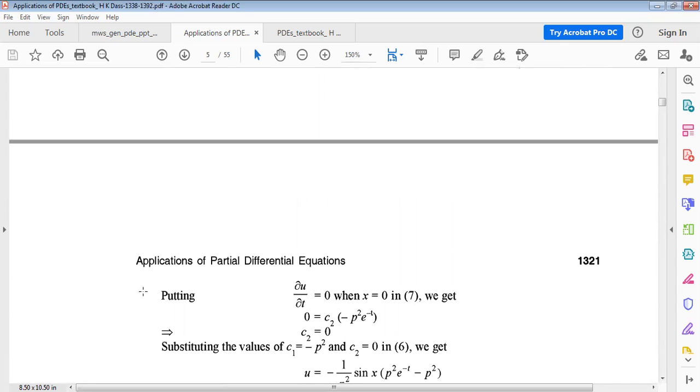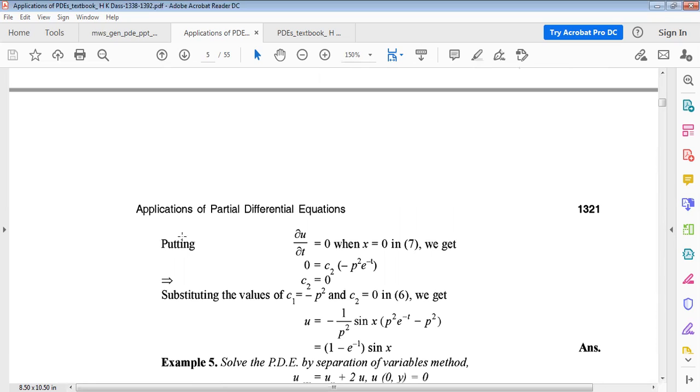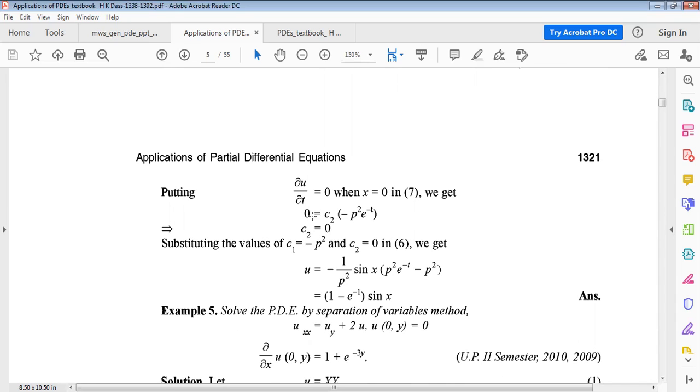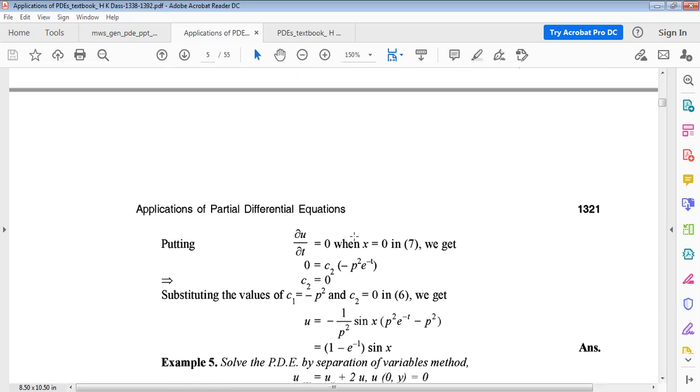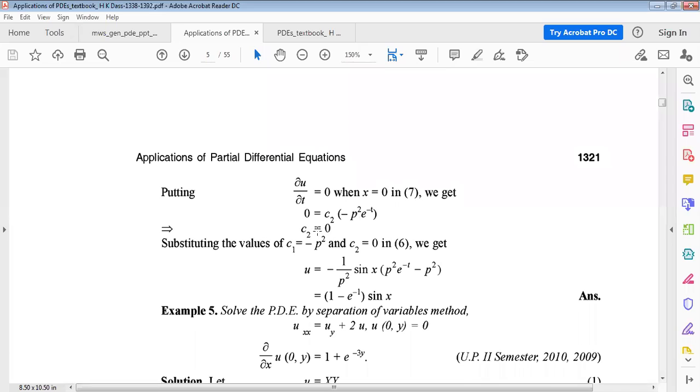Now again imposing the initial condition del u del t equals to 0 when x equals to 0. This is the given condition. X equals to 0 means what? Sin 0 means whole 0. Okay. So C2 into this. So C2 equals to what will be actually? This is e to the power something can never be 0. E to the power something means any real number can never be 0. So C2 will be 0, and C1 equals to minus p square and C2 equals to 0.